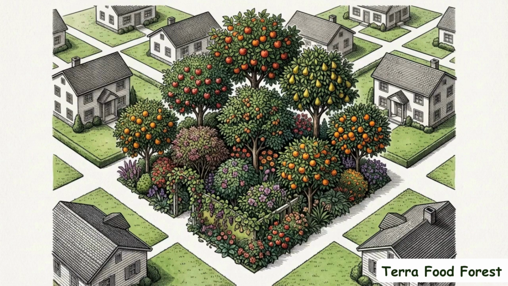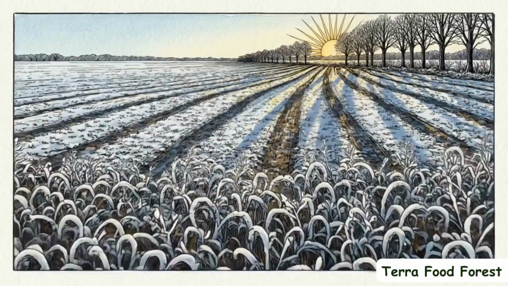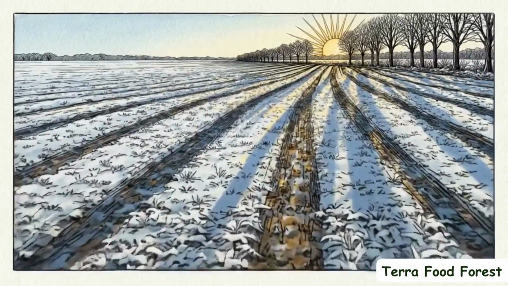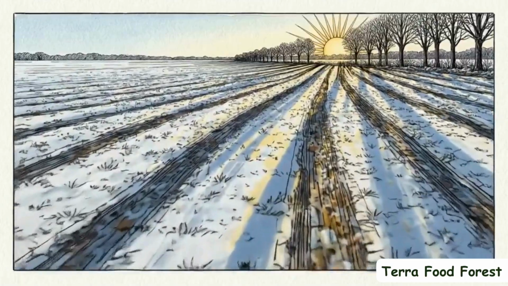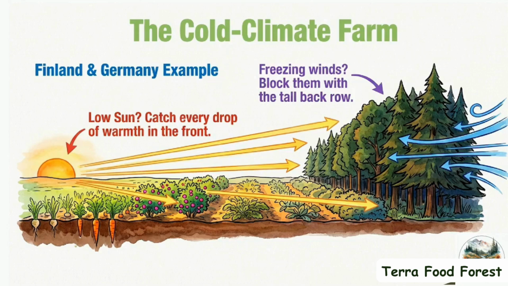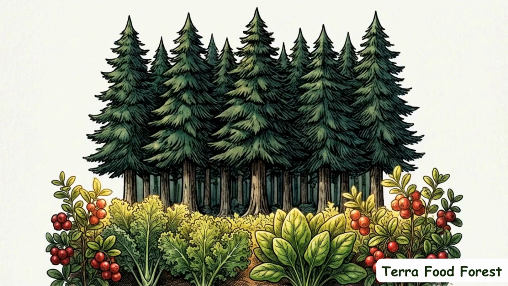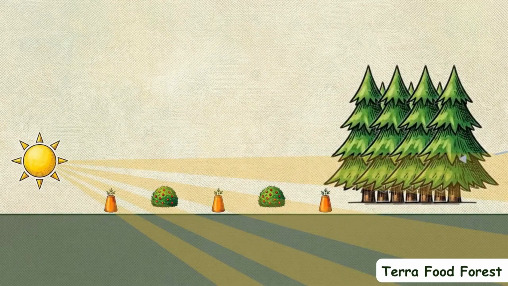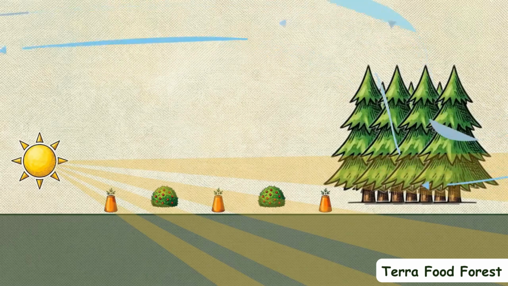Finally, we can apply this framework to massive acreage, even in cold environments like Northern Europe where the sun stays low on the horizon. This cross-section shows the dual utility of a tall back row in those harsh climates. Massive pines reach up to capture light, while simultaneously acting as a physical shield against freezing winds. Because the largest trees are pushed to the rear, the front rows stay clear, allowing shorter root crops and berries to catch every available drop of scarce warmth.